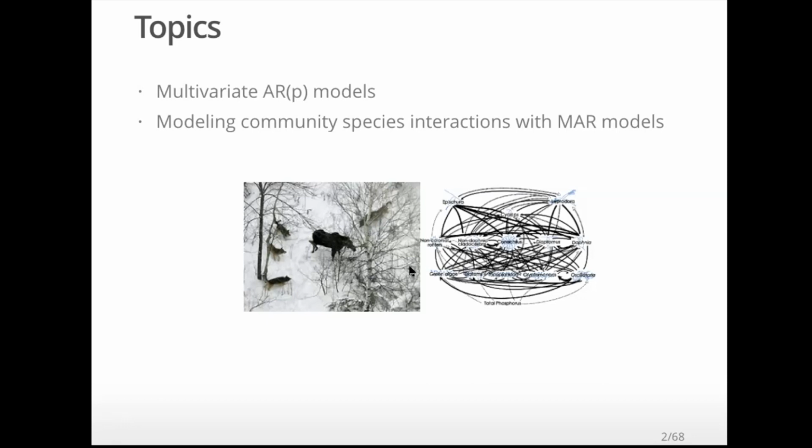And then I'll talk about modeling community species interactions, so predator-prey interactions and competitive interactions, and talk about these two examples here with moose and wolf, and then the other one on the other side is a fairly small plankton community food web diagram.